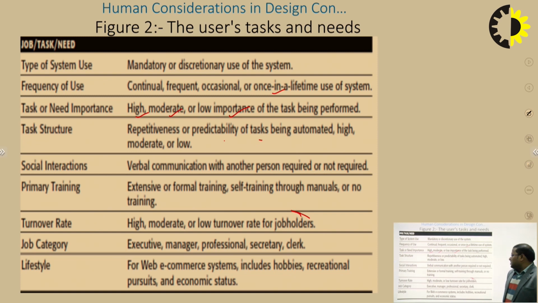Primary training: extensive or formal training, self-training through manuals, or no training. If the user is more experienced, then no training will be required. Turnover rate: high turnover rate, moderate, average or low turnover rate. Job category: executive manager, professional, secretary, clerk, lifestyle. For a web e-commerce system, include hobbies, recreational pursuits and economic status. These are the different human considerations.